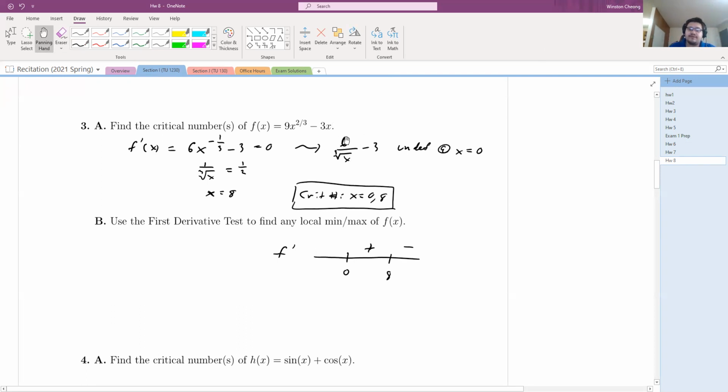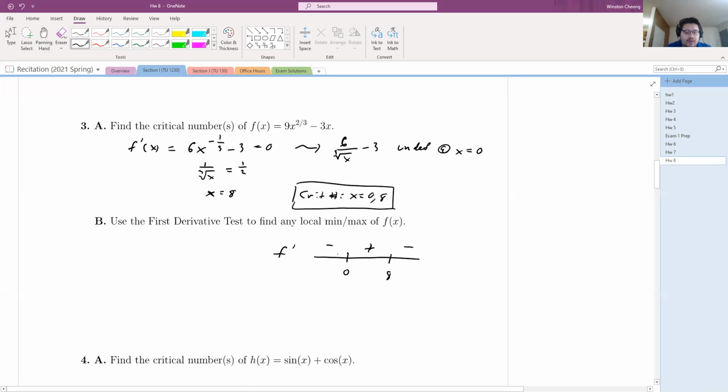So this fraction ends up evaluating to be something negative. You get negative minus a number, so you still get negative. So this side is negative. So you're able to reason out this whole sign chart, and then you're able to use the first derivative test now.